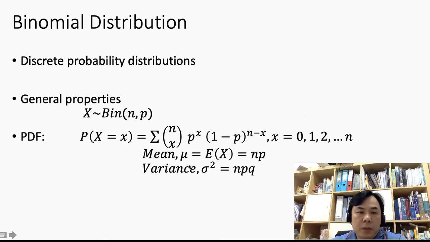Now the mean for this distribution is given as E(X), and we can prove that the mean can be represented by this simple calculation: number of trials multiplied by probability of success, np. Its variance, sigma squared, is given by npq, where q is the probability of failure, or we can write q is equal to 1 minus p in this case.